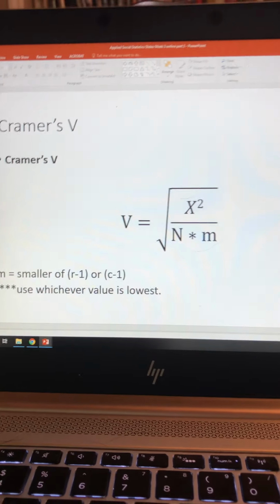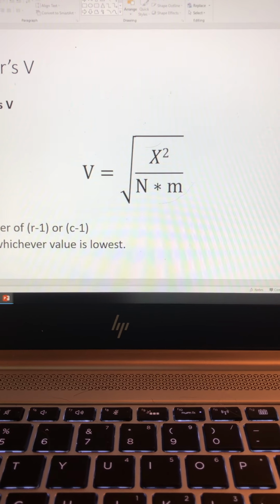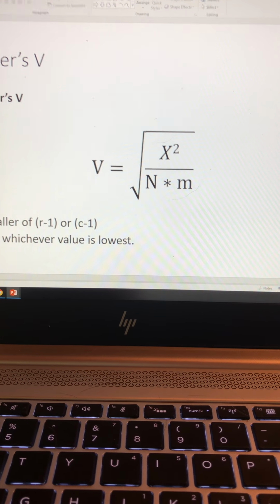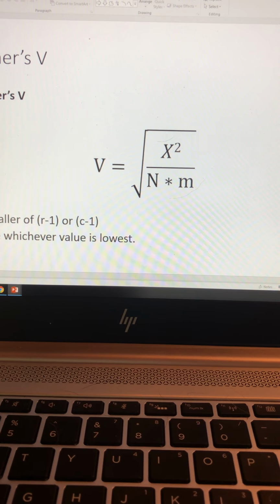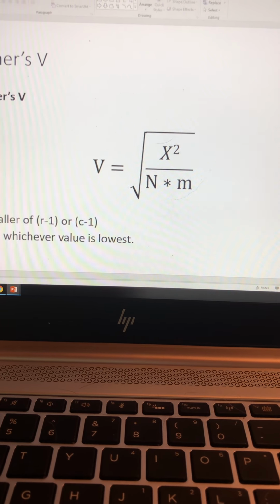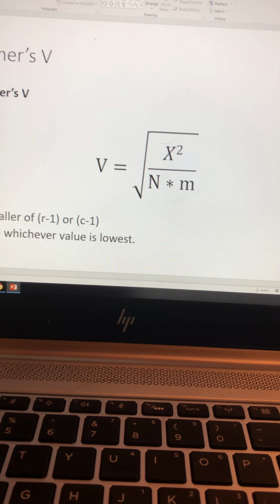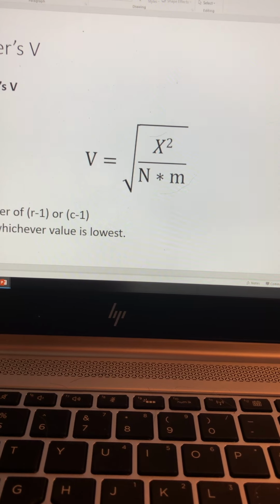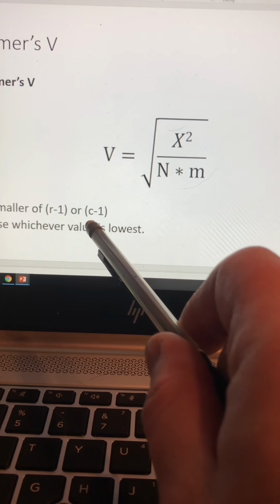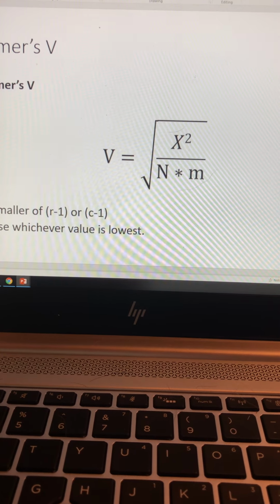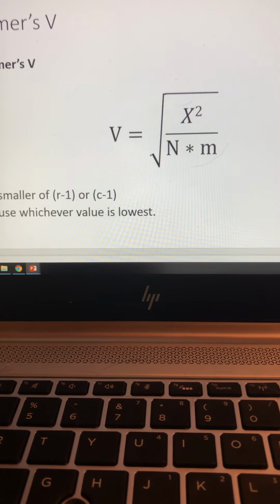So the calculation for Cramer's V is actually really, really simple. All it is, you take your chi-squared value, which you calculated, and then divide it by the sample size, and then times m. And m is whichever one of your marginals is the lowest, okay? So it's your degrees of freedom marginal. So, before we had 2 rows and 2 columns, right? So that's going to be exactly the same. In our case, they're not smaller or larger.